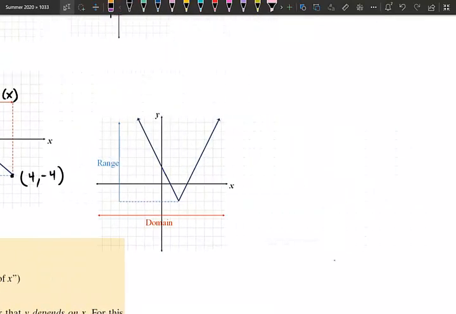Alright, next we have another function. It's an absolute value because it's a v. So you see how we have double arrows that go up or down? Double arrows that go double up or double down, your domain is always going to be all real numbers.